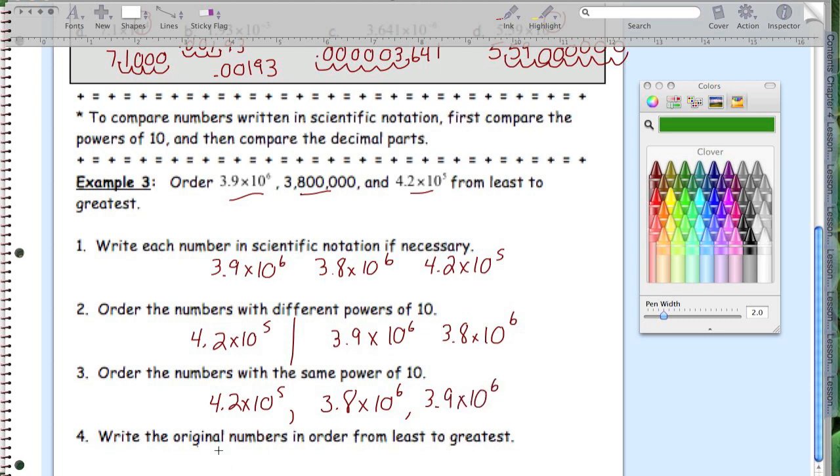Lastly, write the original numbers in order from least to greatest. So originally, 3.9 times 10 to the 6th was 3.9 times 10 to the 6th. So we leave that one the way it is. 3,800,000, that would be this one, and then the 4.2 times 10 to the 5th is good the way it is.